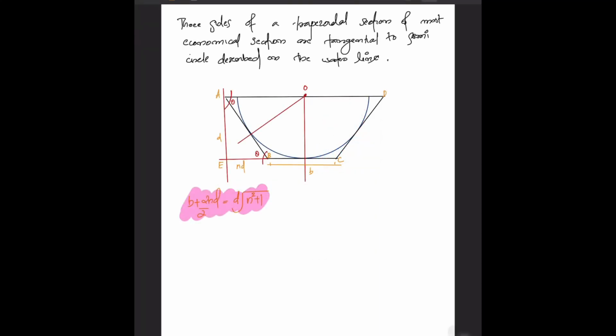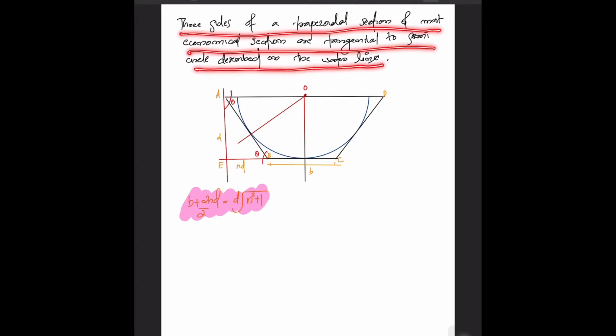Okay friends, now let's go to the third condition. Let us see the third condition, and here we will not be deriving any condition, but we will be proving a condition. The condition is like this: three sides of a trapezoidal section of the most economical section are tangential to the semicircle described on the waterline.